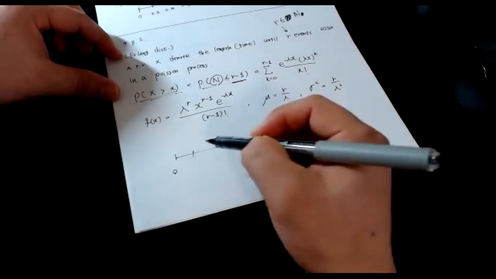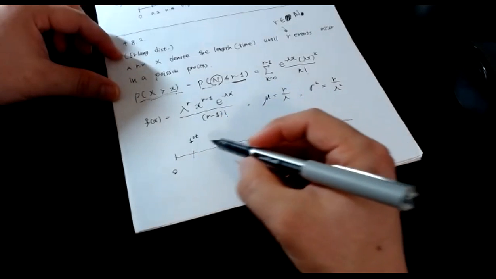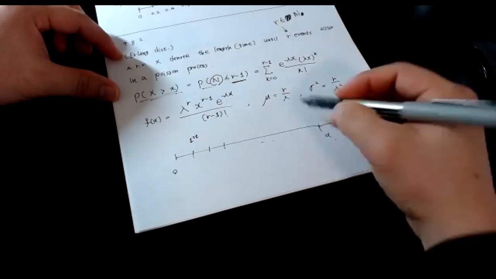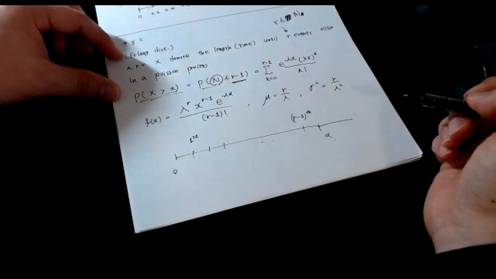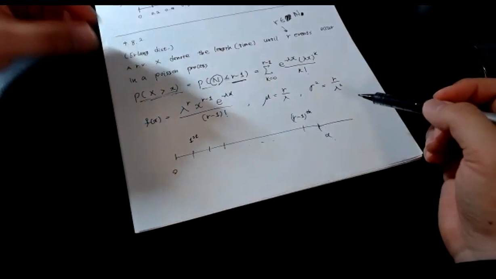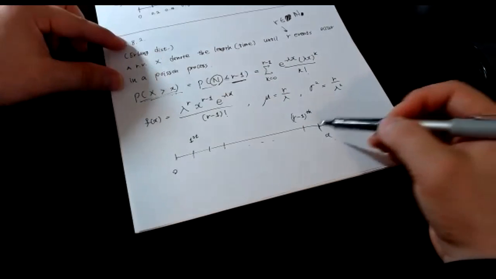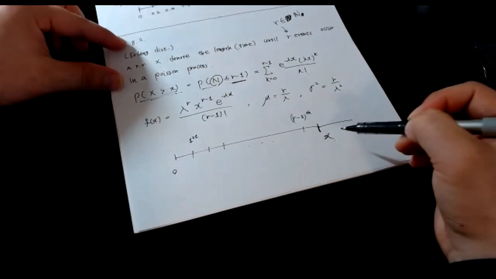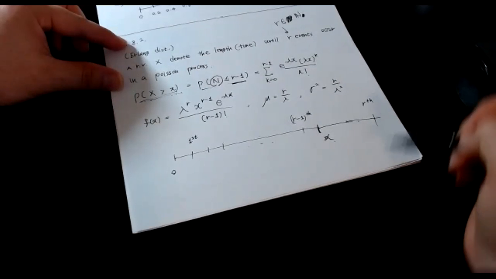This is the first event, and second event, third event, through the r minus 1th event. And then probability x is greater than x means the rth event occurred after time x. Maybe here, maybe right here. This is the rth event.